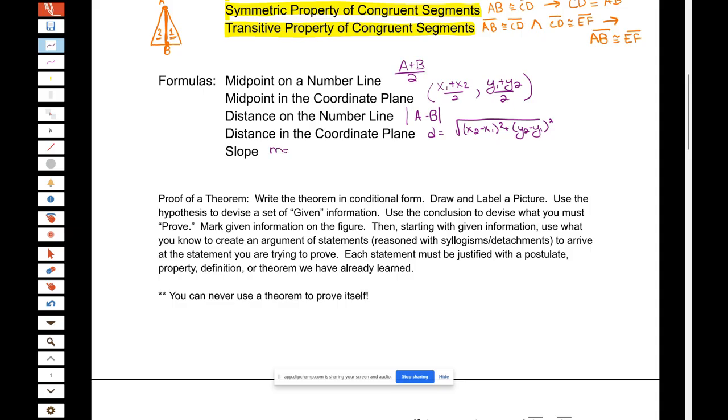And slope. We might use that later to prove something is a parallelogram by showing the opposite sides are parallel and have the same slope. We'll come back to that later. Not yet, though. We're going to be doing more simple segment proofs right now.